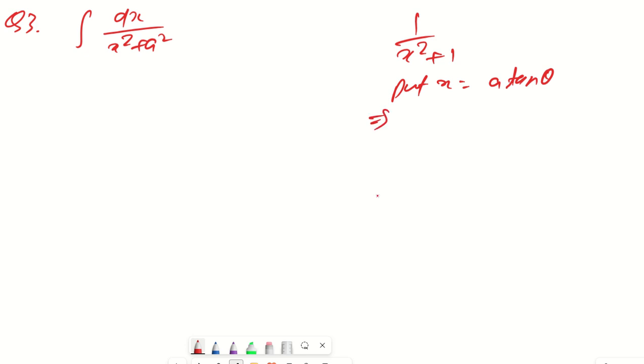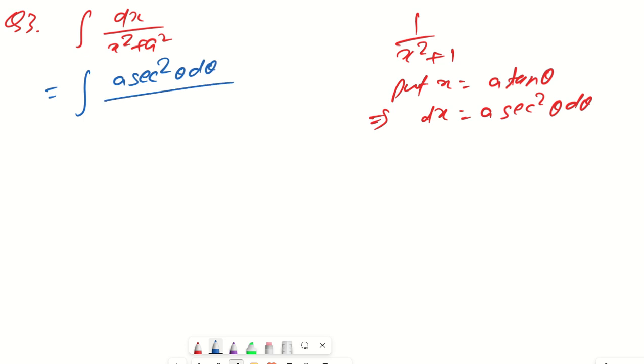So what will happen? My dx is going to be, a tan theta differentiation is how much? Sec square theta. So a sec square theta d theta. So at the place of dx we are going to replace with a sec square theta d theta, and at the place of x we are going to replace a tan theta. So by doing that my integration becomes integration of dx, dx is a sec square theta d theta, divided by x square. X square is going to be a square tan square theta plus a square.